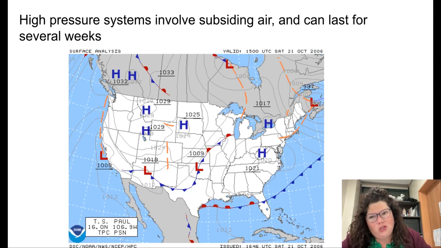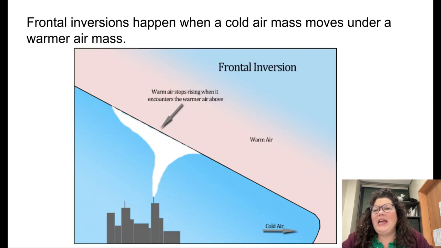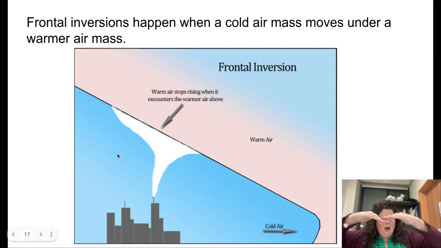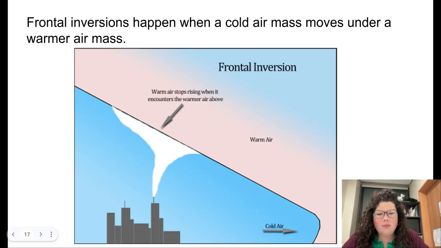And then finally, we can have frontal inversions. These happen when a cold air mass is kind of moving under a warm mass. So this normally happens at the border of two fronts coming together. You have a warm front and a cold front that somehow gets under the other one. And as it pushes under the other one, we get a lot of warm air trapped above, causing, again, that inversion.